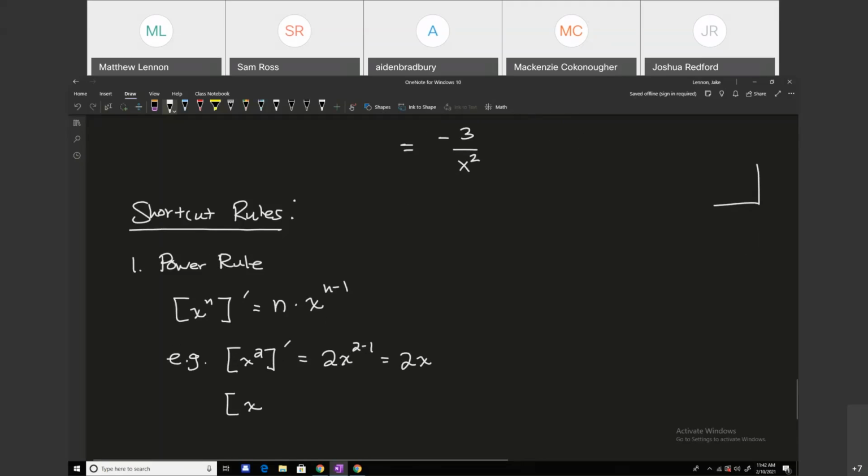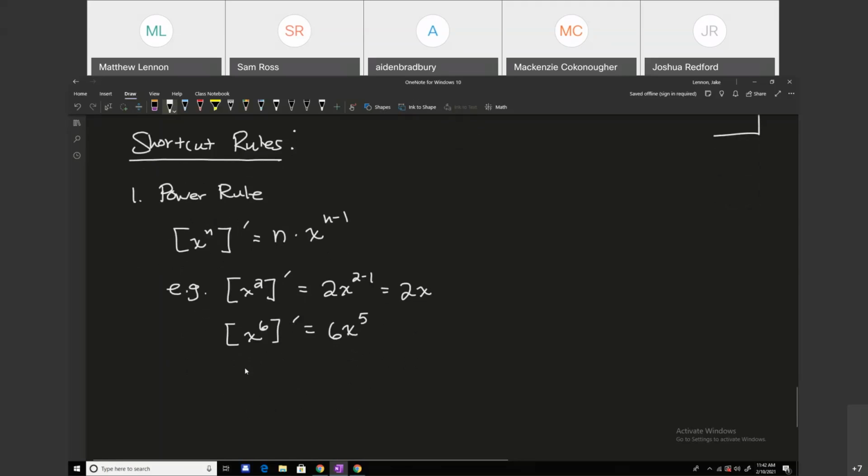But this will work for other powers as well. Let's say we had x to the 6th. Then the derivative would be bring the 6 down in front, and then lower the exponent by 1. It would be 6x to the 5th. It'll work with one that's similar to one we'd already done. We did 1 over x. Let's think about 1 over x squared. Could it work with something like this too?